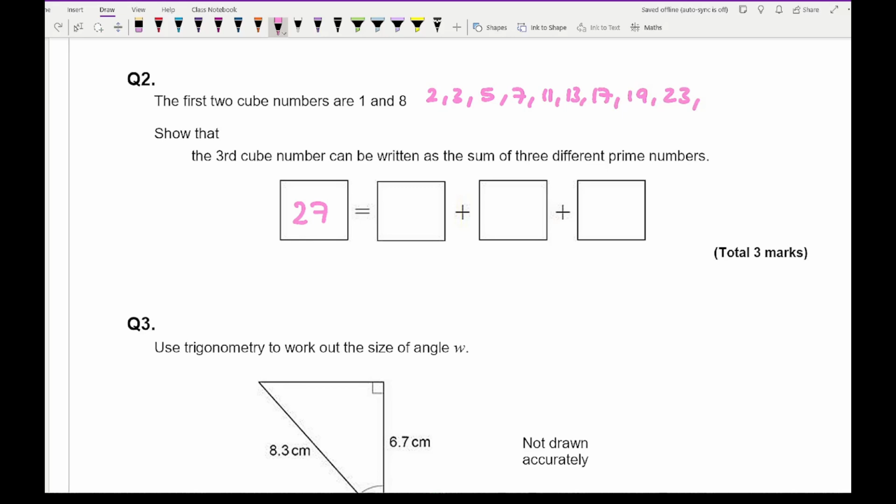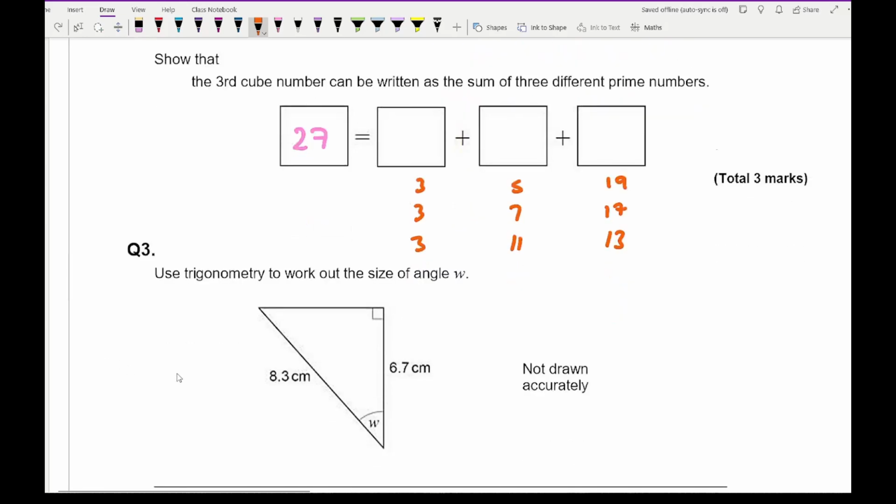So we're looking for a combination of those 3. Now there's a couple of answers we could write, and again this is in any order. You could have 3, 5 and 19. You could have 3, 7 and 17. You could also have 3, 11 and 13. Again, you can write those numbers in any particular order, but any combination would be absolutely fine.